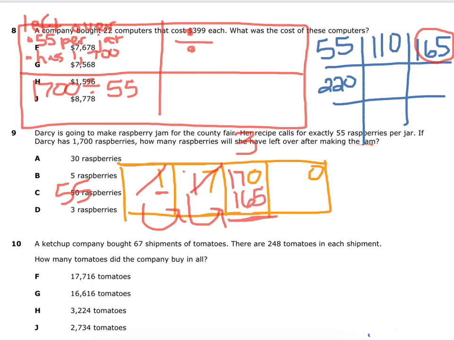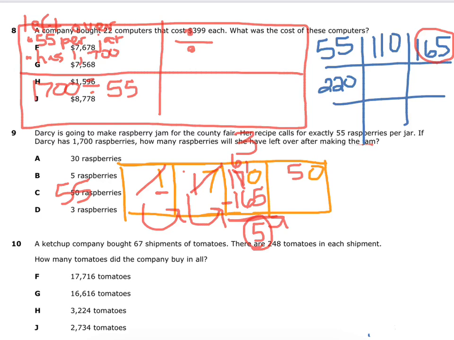So now we're going to put that in there and we're going to subtract. 0 minus 5 would give me a negative number, so we have to borrow. 7 becomes 6 and 0 becomes 10. 10 minus 5 is 5. 6 minus 6 is 0. 1 minus 1 is 0. So that's it. 170 minus 165 is 5. So I'm going to take this 5 right here and I'm going to push it to the next box.